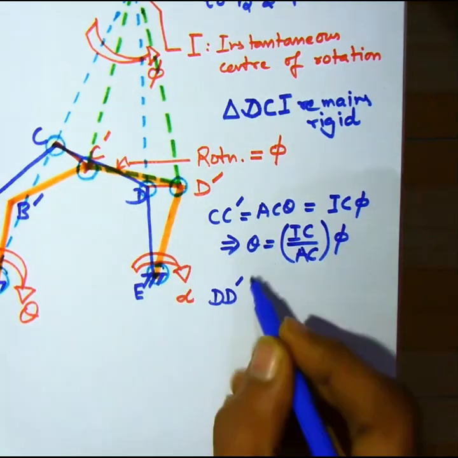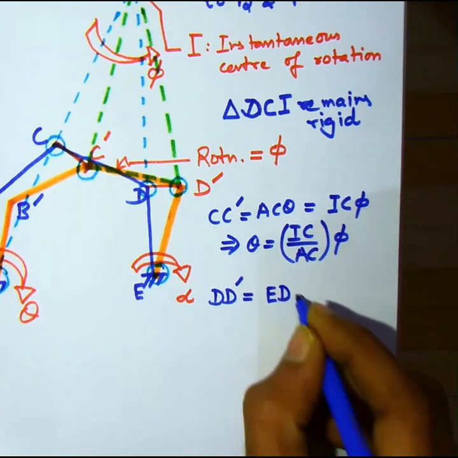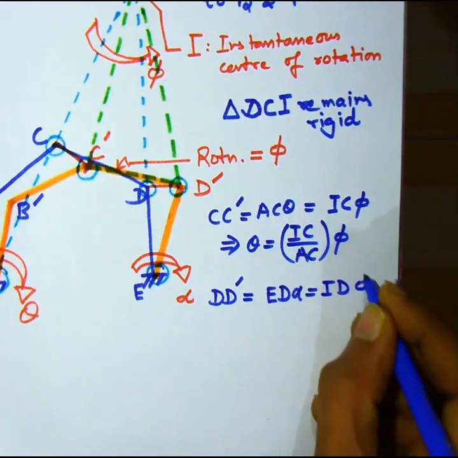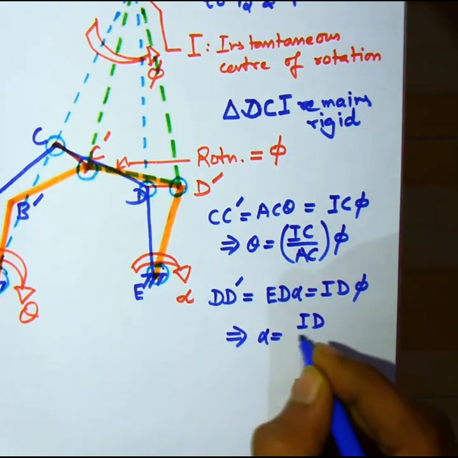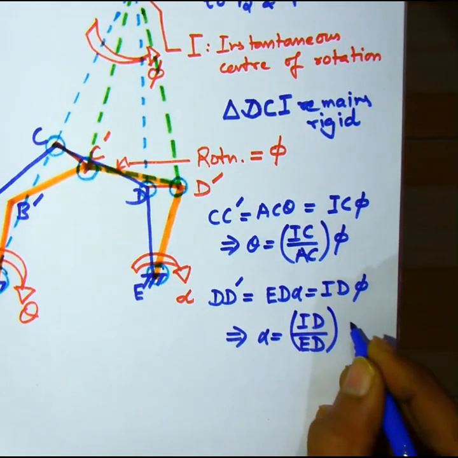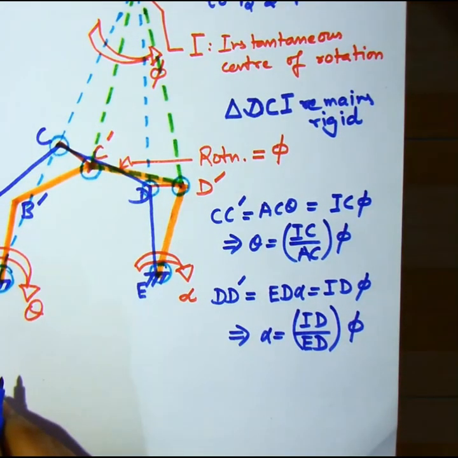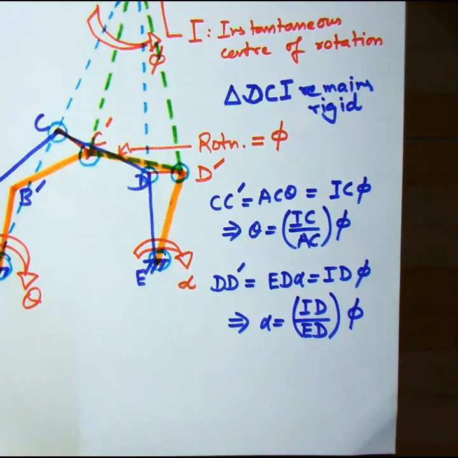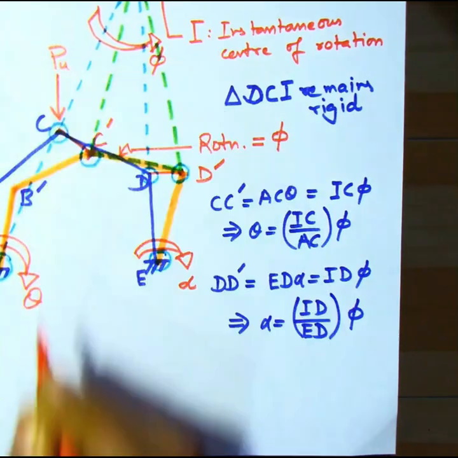Next we can similarly write DD dash equal to ED into alpha, and this is also equal to ID into phi. This gives us the relationship between alpha and phi, alpha equal to ID by ED phi. So we have expressed both the variables theta and alpha in terms of phi. All we have to do is find out the lengths of the sides IC, AC, ID and ED, and we'll be able to get the exact relationship between the various angles.